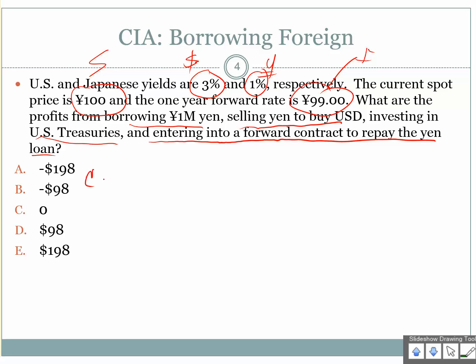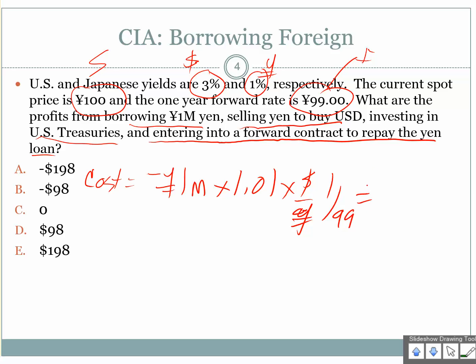So let's look at the cost of this strategy. I'm going to borrow 1 million yen at 1%. So I'm going to pay back 1.01 million yen, but I'm going to enter into a forward contract to buy 1.01 million yen next year. The forward price is 99. So I effectively have locked in a borrowing cost in dollars in Japan of $10,202.